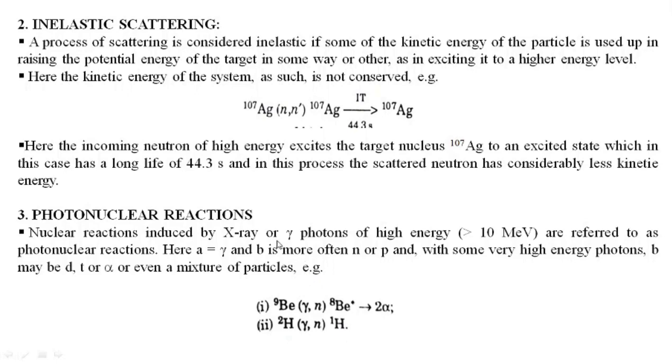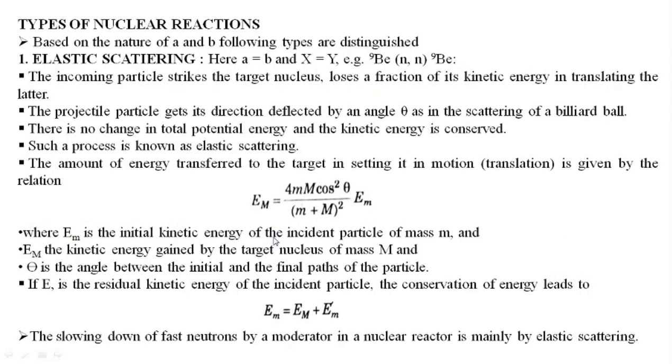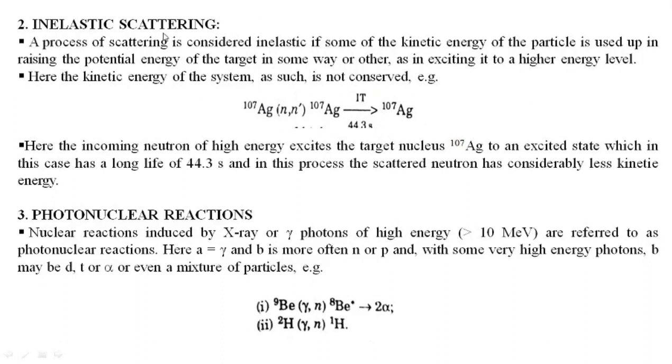So these are the three types we have studied today. The first one is elastic scattering, where A and B are equal and X and Y are equal. The second is inelastic scattering, and the third one is the photonuclear reaction.